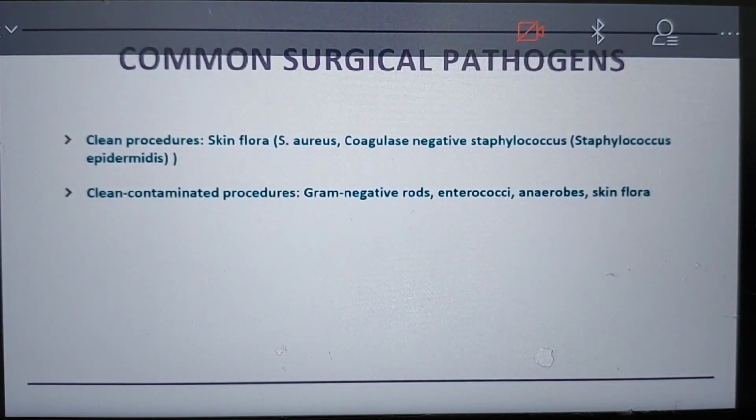So the common surgical pathogens, if clean procedure, the most common pathogen is skin flora like Staph aureus, coagulase-negative Staph, Staph epidermidis. If clean contaminated procedure, we have gram-negative rods like Klebsiella pneumoniae, Pseudomonas, E. coli. Then Enterococcus, anaerobes and skin flora.